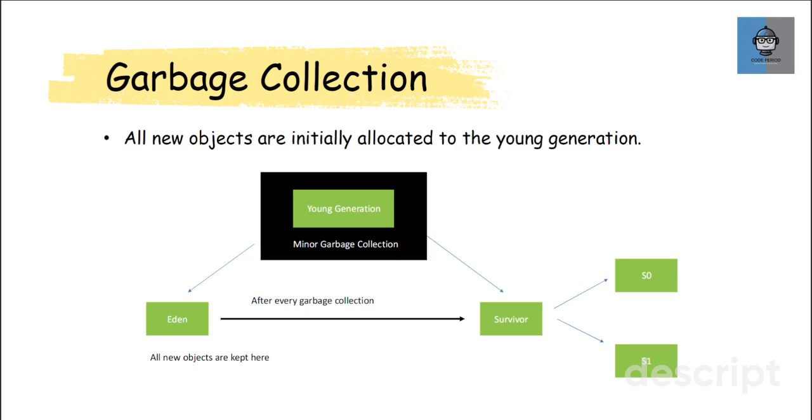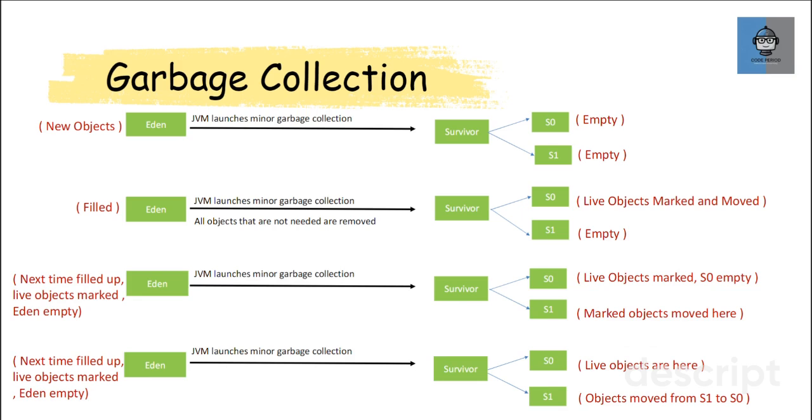All new objects are initially allocated to the young generation, and it is partitioned into two spaces, that is Eden and Survivor. Survivor is further partitioned into S0 and S1, that is from space and to space. Now, whenever the Eden space or the Eden partition fills up, the JVM launches a minor garbage collection. What happens is the live objects are marked and moved to one of the survivor spaces.